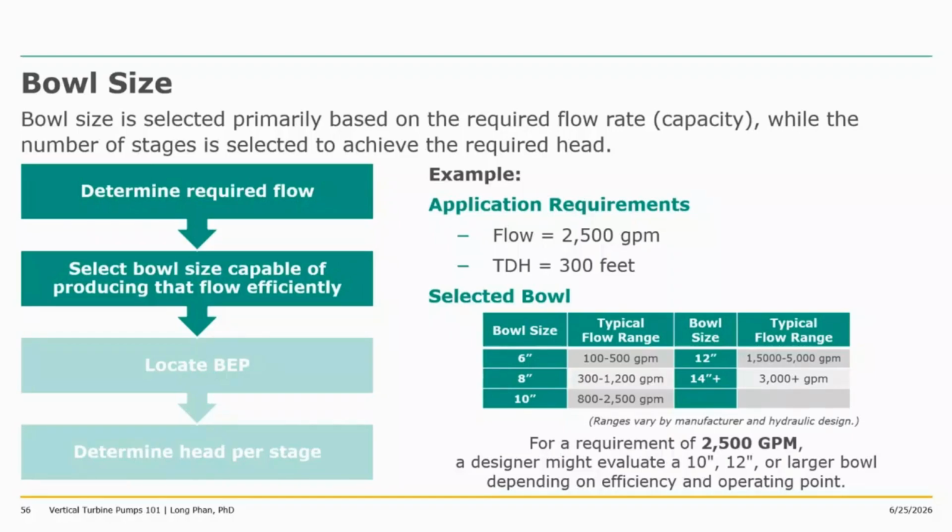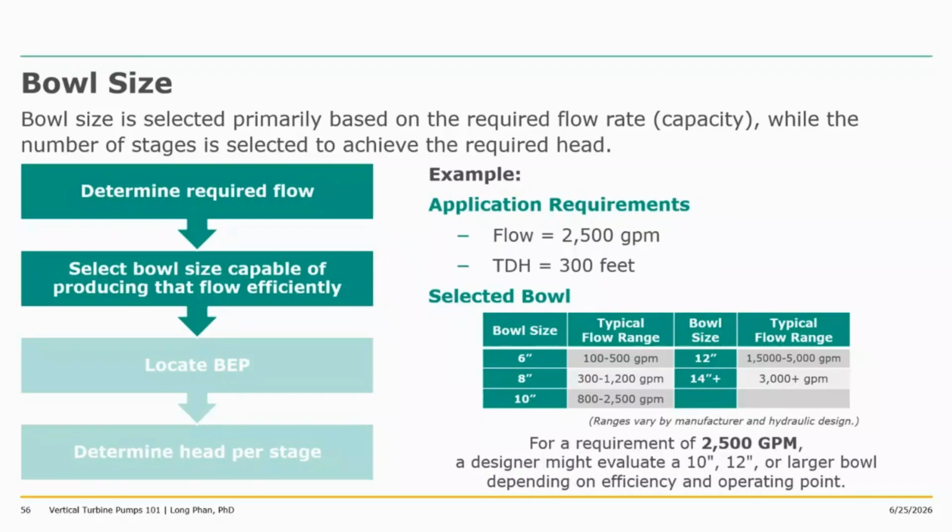So let's have a little example here. Let's say our requirement for flow is 2500 GPM and the total dynamic head is 300 feet. How do we select a bowl here? By just looking at the table, you will eliminate the 6 and 8 inches because they are nowhere near the 2500. So it has to be 10 or above.